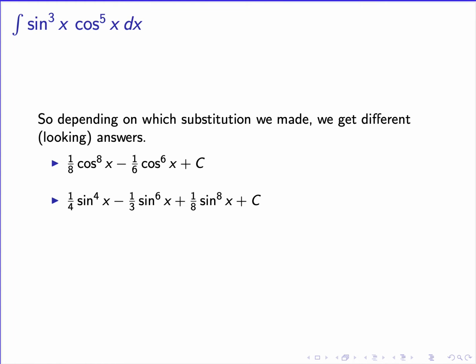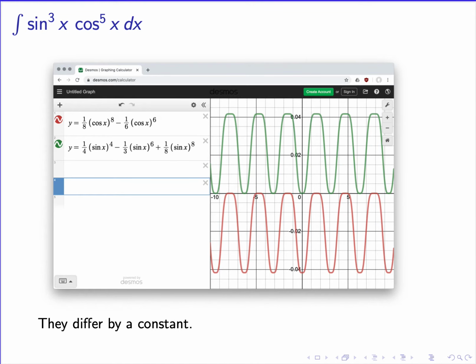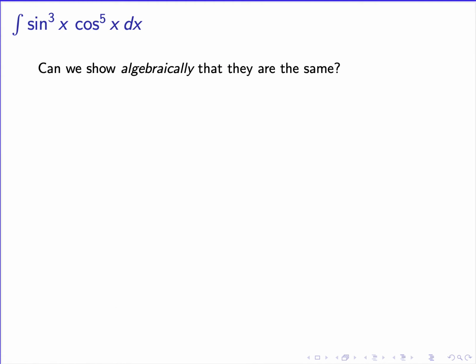Now, this integral, we did it two different ways, and we got two different looking answers. We got that and that. If we graph both of these things, we can see that they differ by a constant. Now, here's a question. Can we show algebraically that they are the same? The answer is yes, but it's a long and ugly process.